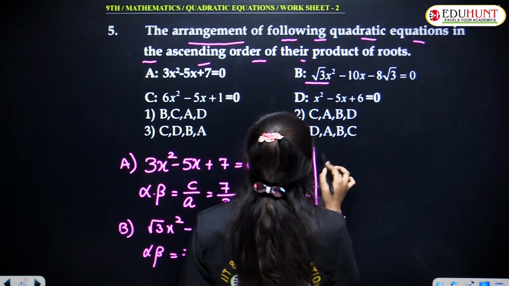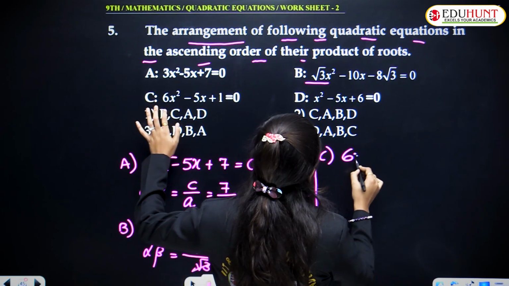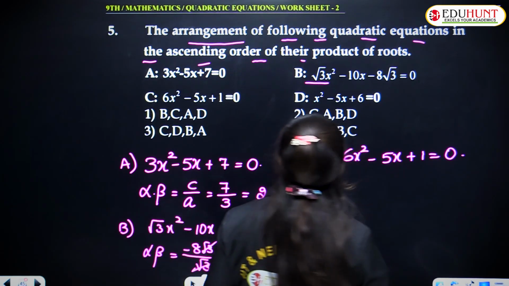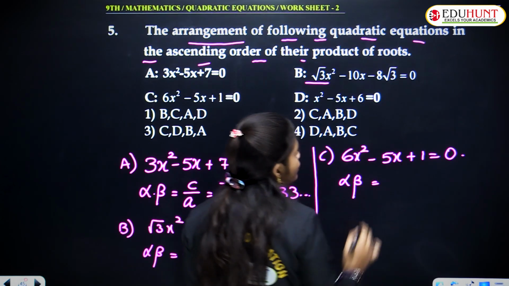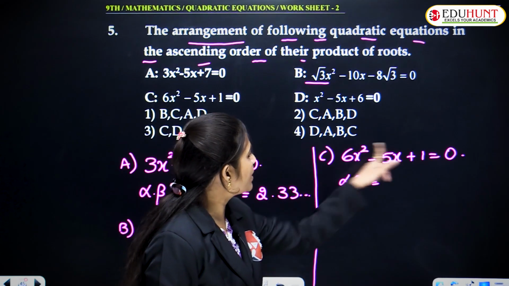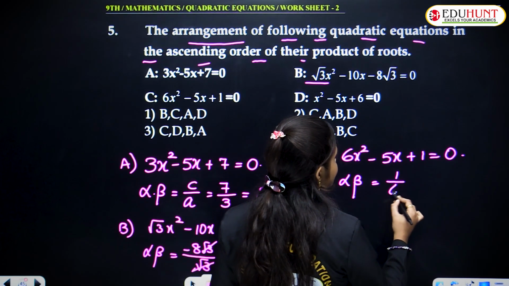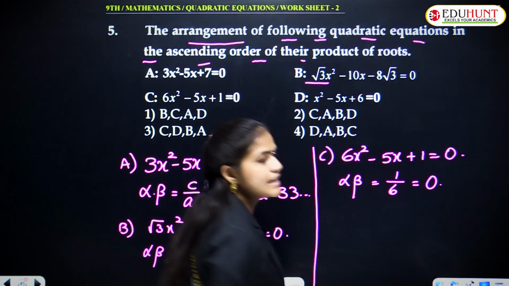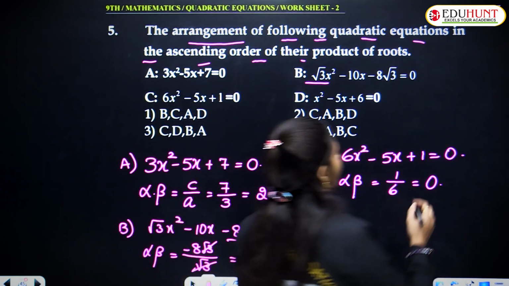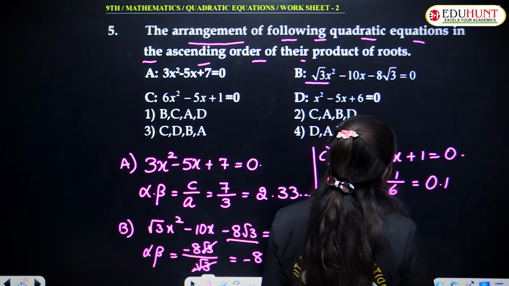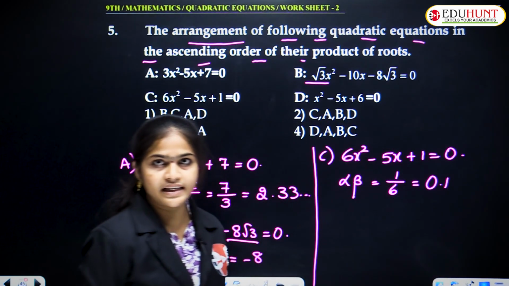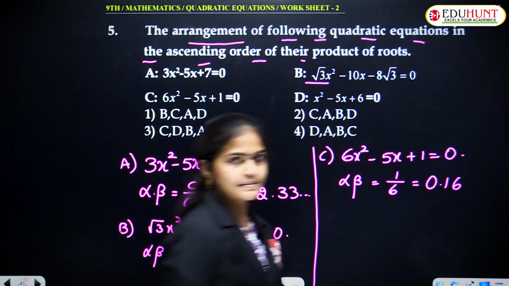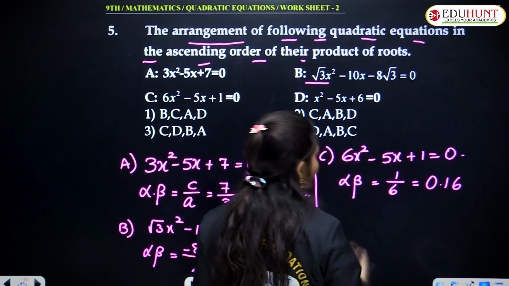Next, option C. What is C? 6x square minus 5x plus 1 is equal to 0. So here alpha into beta is c by a, which means 1 by 6. After converting into decimals, 1 by 6 is 0.16, and so on we will get it. That is sufficient.